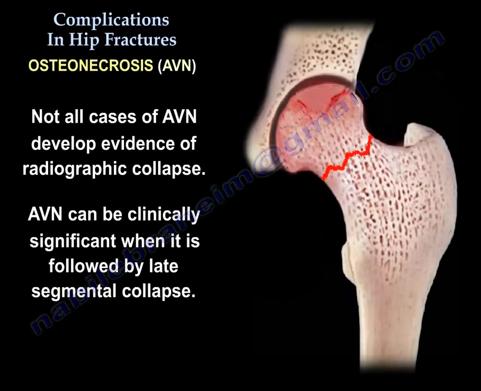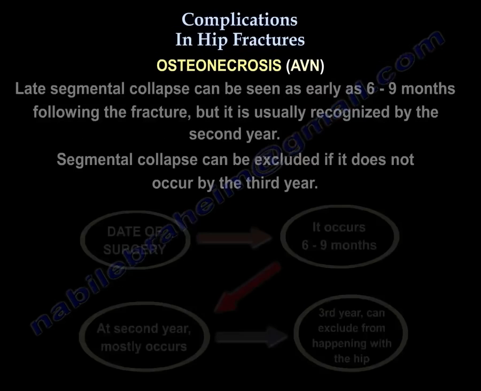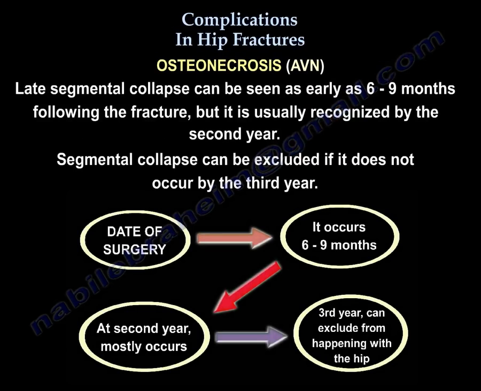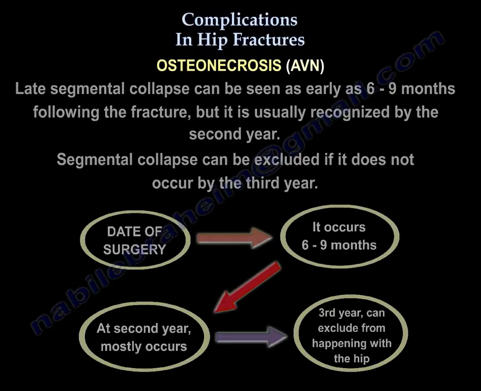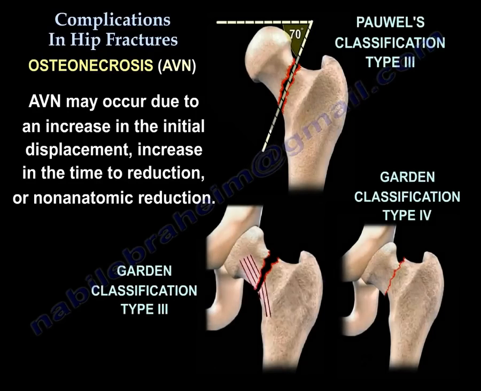Not all cases of AVN develop evidence of radiographic collapse. AVN alone is not of clinical significance unless late segmental collapse occurs. Late segmental collapse can be seen as early as 6 to 9 months following the fracture, but it's usually recognized by the second year, and you can exclude it if it doesn't happen by the third year. AVN can occur due to increased initial displacement, increased time to reduction, or non-anatomic reduction.